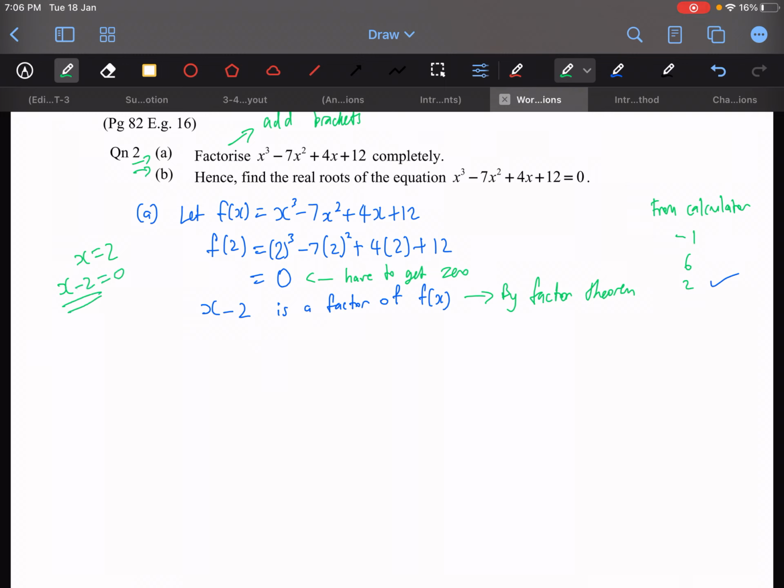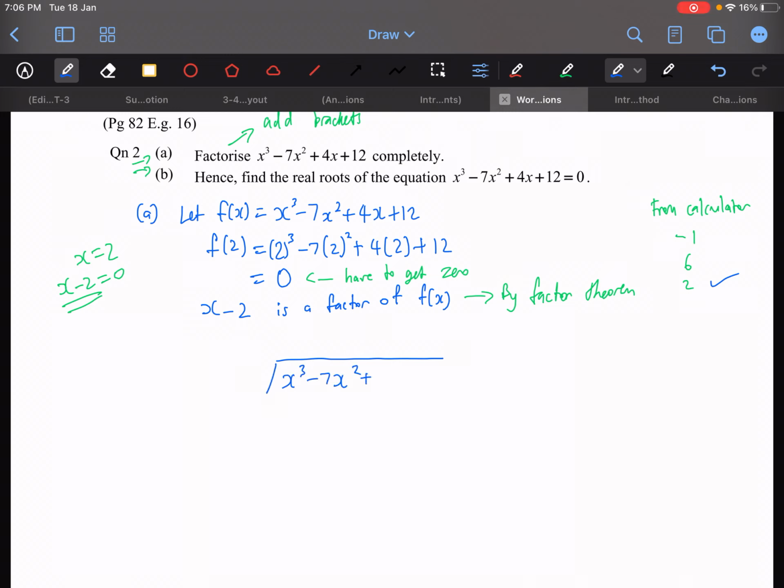Okay, this is a bit of a reverse process from what we did during remainder theorem, where we started off with the linear divisor and then we find the special number. Okay, now it's the opposite way. Can? Okay, then once we find this linear divisor already, the next thing you want to do is to find the other factor. So in order to find the other factor, we have to do our long division.